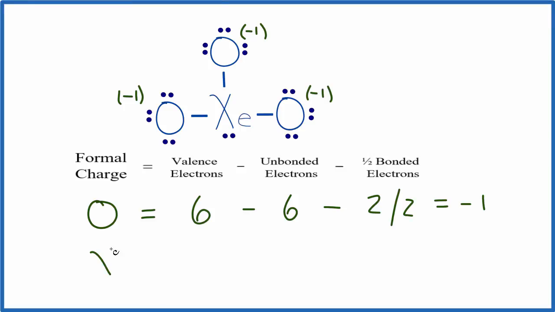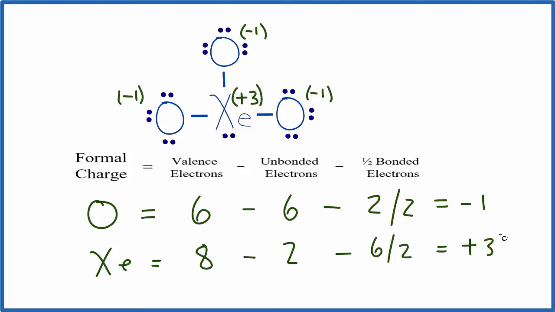For the xenon, xenon is in group 18, sometimes called 8A, 8 valence electrons, unbonded, just the 2 here. And then for the bonded, we have 2, 4, and then 6 valence electrons, which we'll divide by 2. And we have 8 minus 2 is 6, minus 3, a +3 charge on the xenon. So those are the formal charges for xenon, but they're kind of high. We like to have our formal charges as close to 0 as possible.